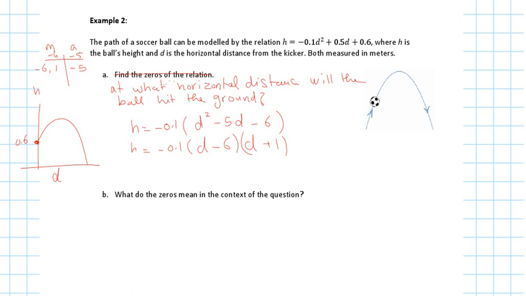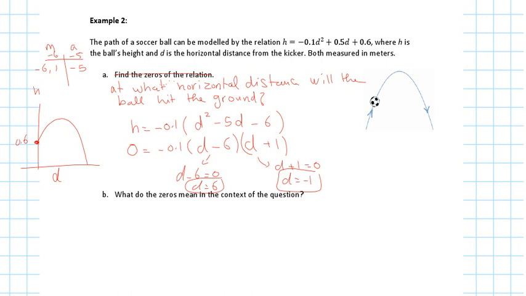So at what horizontal distance will the ball hit the ground? We're going to make our height equal to 0, because we are looking at when the height is 0. If I take this, make it equal to 0, it's going to give me d equals 6. If I take this, make it equal to 0, it's going to give me d equals negative 1. So the horizontal distance from the kicker is 6 meters or negative 1.